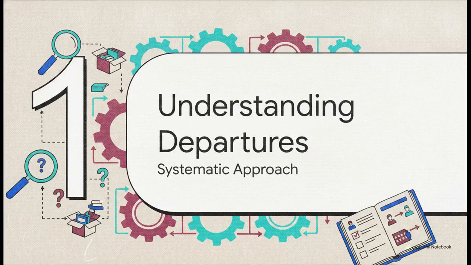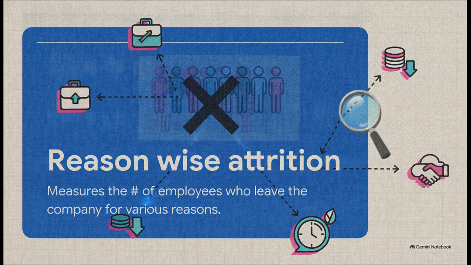All right, Section 1, Understanding Employee Departures. Let's get into it. To begin solving this mystery, we first need to establish our foundational tool, which is reason-wise attrition. Basically, this measures the exact number of employees who leave the company for various reasons. We're moving completely away from just looking at a single terrifying turnover number, like simply saying, oh, we lost 50 people this month. Instead, we're categorizing those departures. We're putting them into distinct, measurable buckets based entirely on the why. It's like taking a giant, blurry puzzle of general turnover and bringing it into sharp, analytical focus.